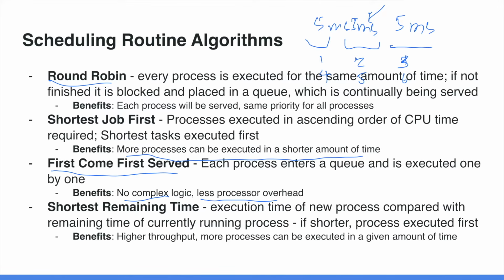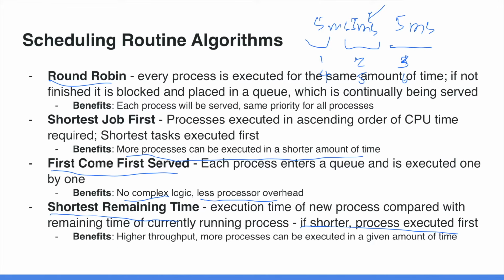Now the final algorithm is shortest remaining time. This means that anytime a process is being executed, we compare the projected execution time of a potentially new process with how much time is left for the currently running process. If we find out that the new process that hasn't been executed yet will take less time than what remains for the currently running process, then we're going to do that first. So basically, we're always checking the projected execution time of a new process versus how much time is left for a process currently being executed by the CPU.